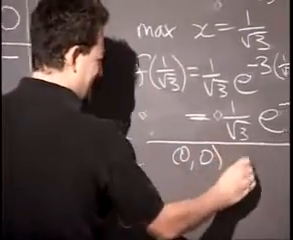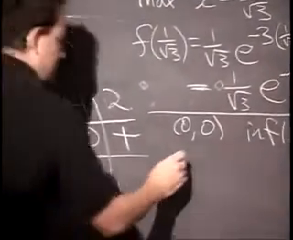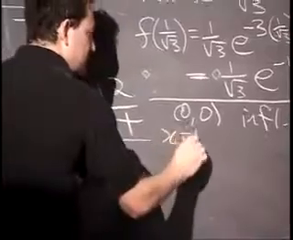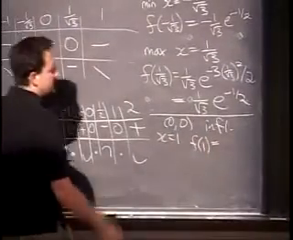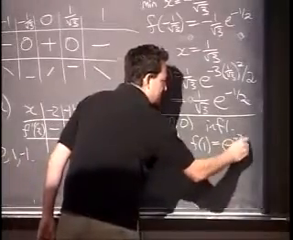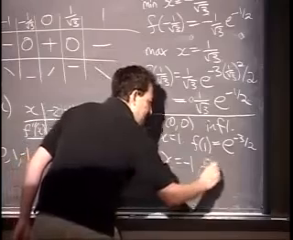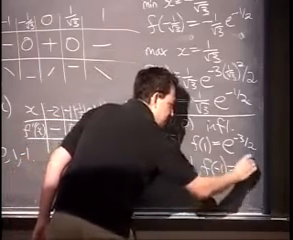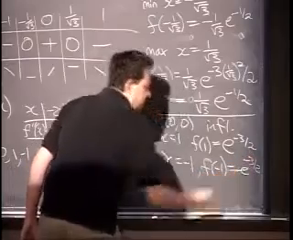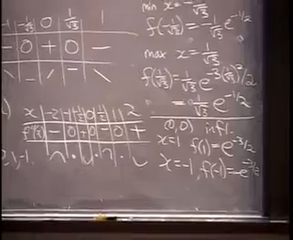So 0, 0 we've already seen. This is an inflection point. How about 1? When x equals 1, f of 1 is 1 times e to the minus 3/2, otherwise known as just e to the minus 3/2. And x equals minus 1, we get f of negative 1 is just the negative of this, minus e to the minus 3/2. So there are our 3 inflection points. Let's just mark them on the graph.